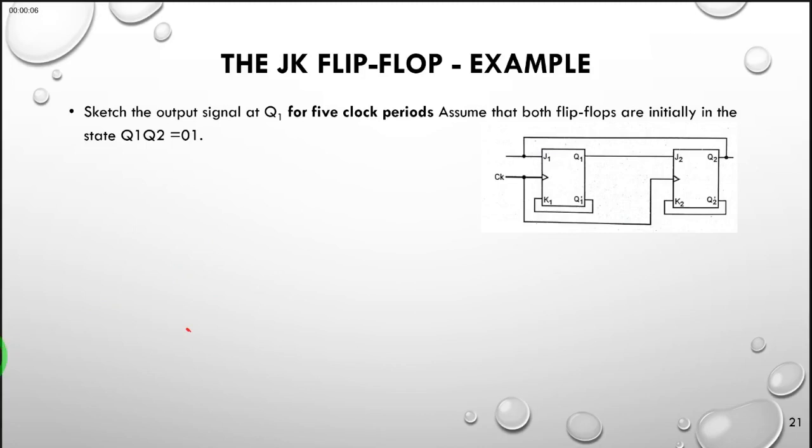We now look at the JK flip-flop example that says we sketch the output from Q1 for the 5 clock periods, assuming that both flip-flops are initially in the 0-1 state. So this is 0 and this one is 1. We want to find the sequence of changes in Q1 for the first 5 clock cycles, and what we need to develop is the state table for this circuit.